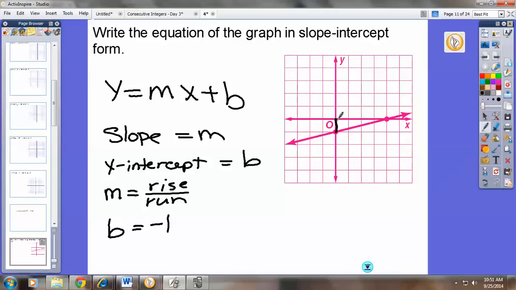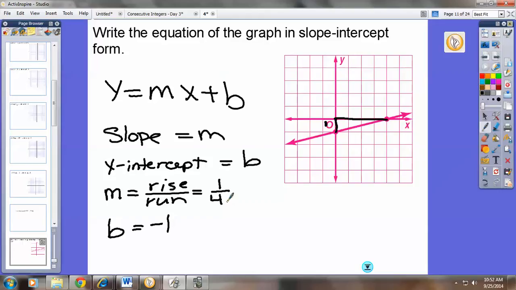Well, how many can I rise here? 1. So my rise is said to be a positive 1. I went up 1. Now I'm going to go to the right, how many units until I get to the other point? 4. I went over 1, 2, 3, 4. We ran in a positive direction. If you go to the right, that's positive. So my run is a positive 4. Our slope is 1/4.